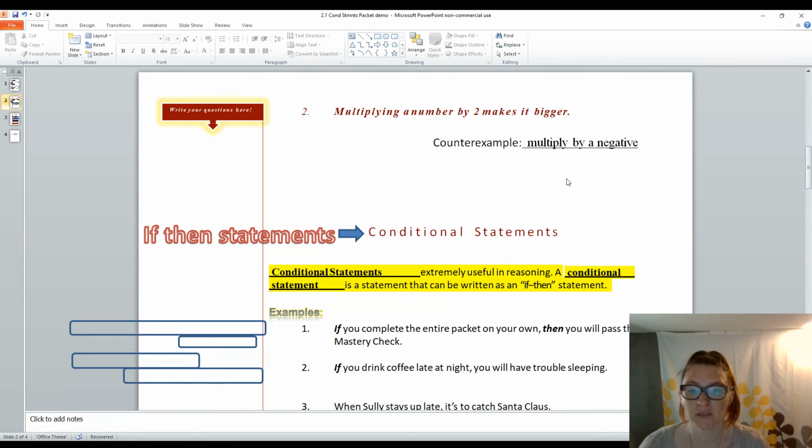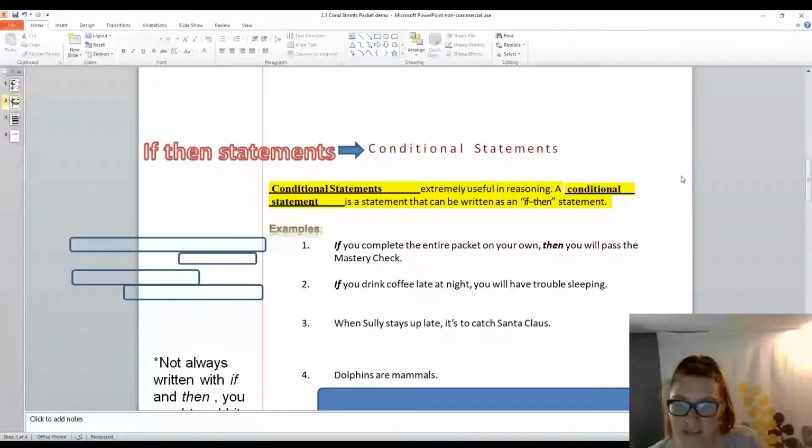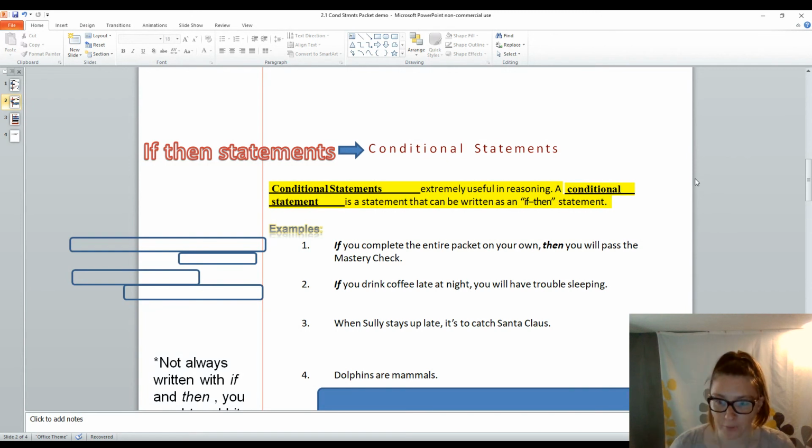All right, so now we're going to talk about conditional statements. Conditional statements are huge. Sometimes we refer to them as if-then statements. I like to refer to them as if-then statements. It says conditional statements are extremely useful in reasoning. A conditional statement is a statement that can be written as an if-then statement. So here are some examples. It says, if you complete the entire packet on your own, then you will pass the mastery check.